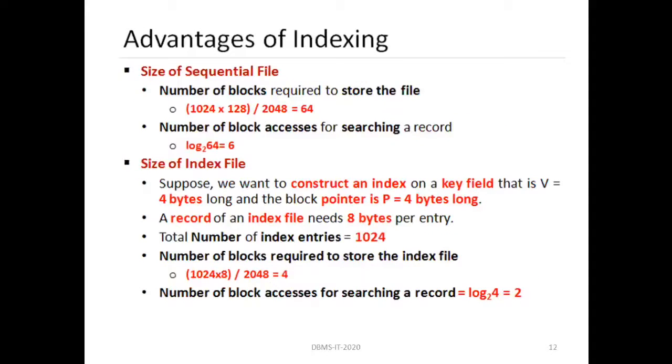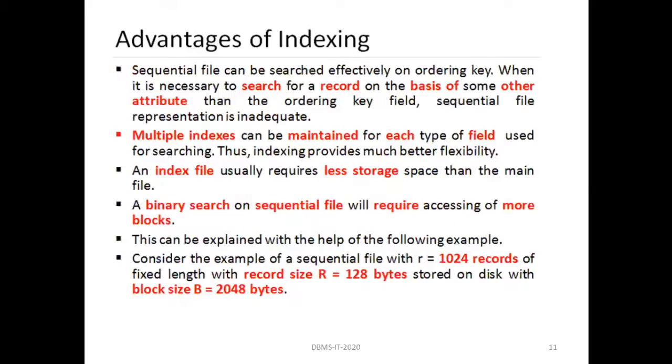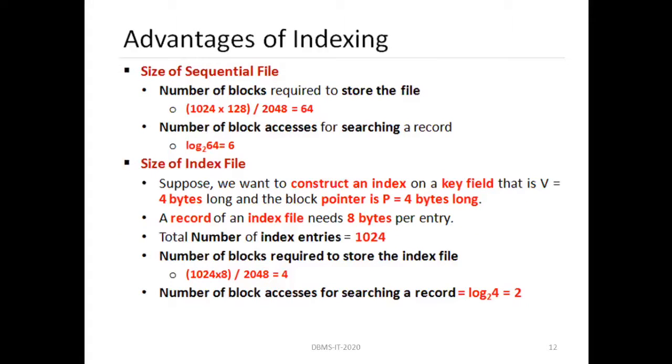Now, the number of blocks required to store the file: it is given that there are 1024 records, so 1024 records times 128 divided by 2048 equals 64. So you require 64 block accesses.